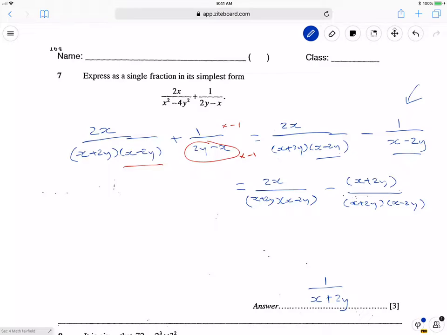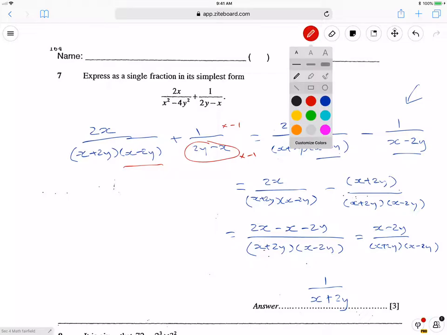Then we combine the top, so we get 2x minus x minus 2y divided by x plus 2y, take away 2y. Alright, so you evaluate, you get x minus 2y over x plus 2y, and you can cancel. This whole thing and this whole thing cancel, so you're left with the answer. You're left with 1 at the top, and the bottom is x plus 2y.